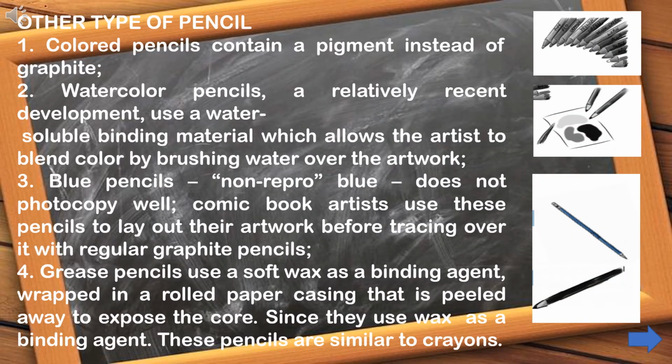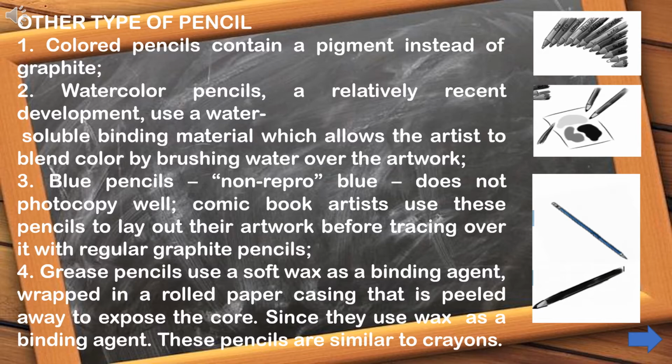Other types of pencil are the following. 1. Colored pencils contain a pigment instead of graphite. 2. Watercolor pencils, a relatively recent development, use a water-soluble binding material which allows the artist to blend color by brushing water over the artwork. 3. Blue pencils, non-repro blue, does not photocopy well.